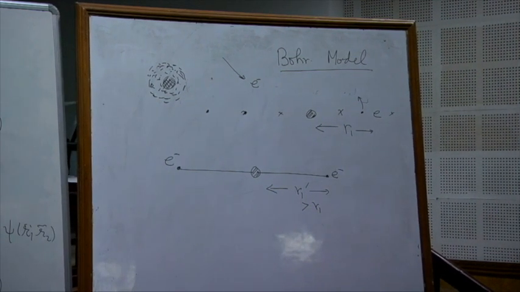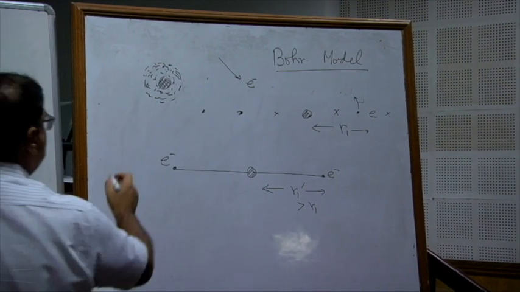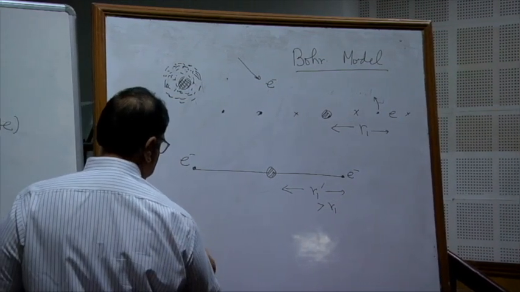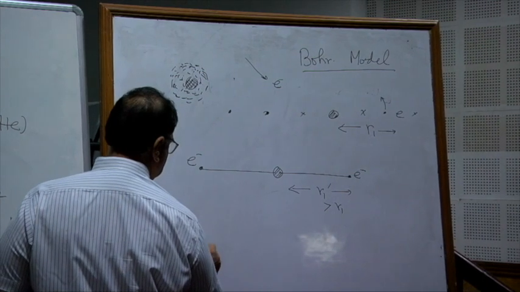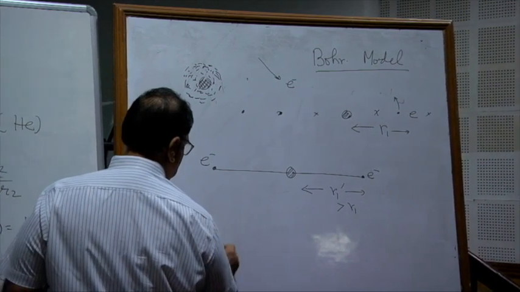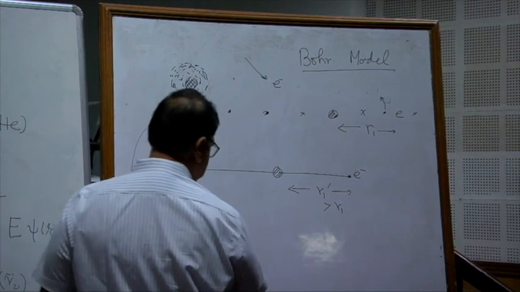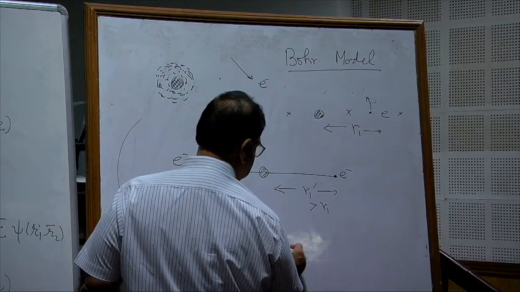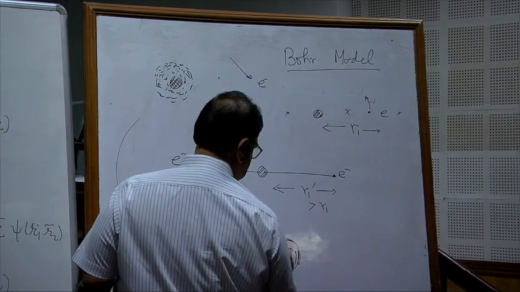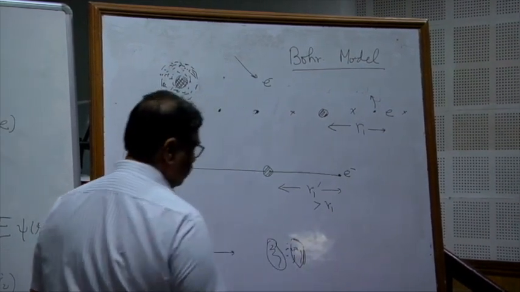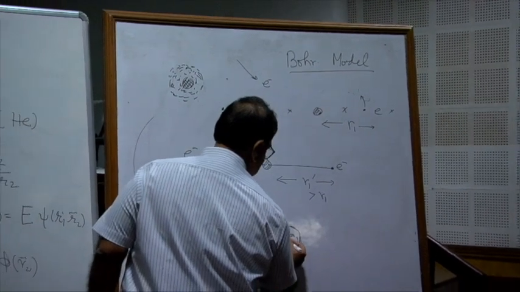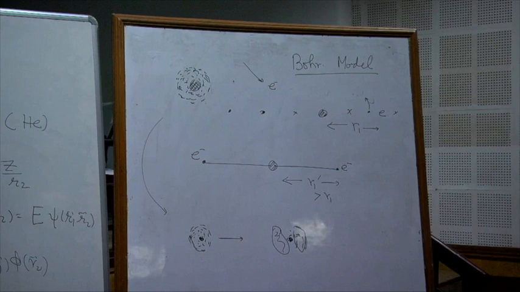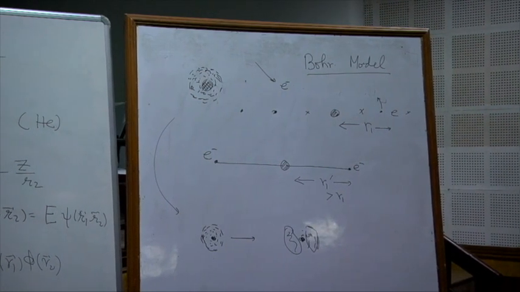Let's try to translate this into the density picture. So if I had this electron going around, what I would have is now this fellow. One electron could be on this side, the other one would be on the other side. This is the nucleus. So I'm translating the Bohr model into a wave function picture, that it will be on the other side.